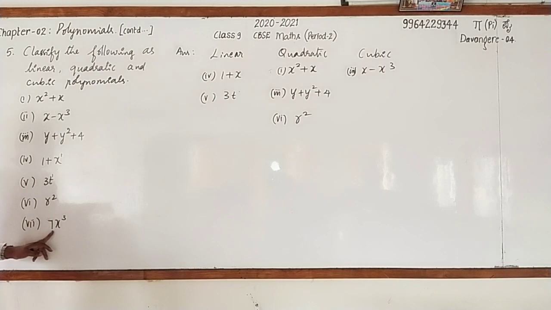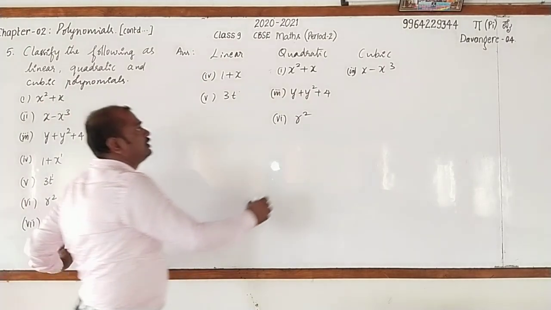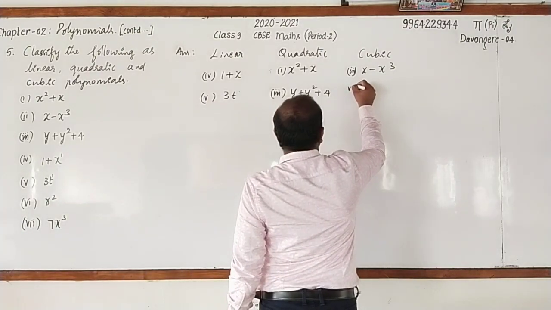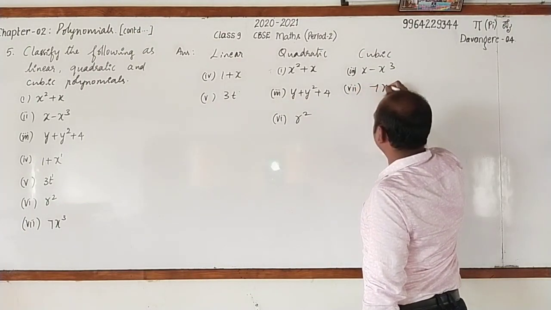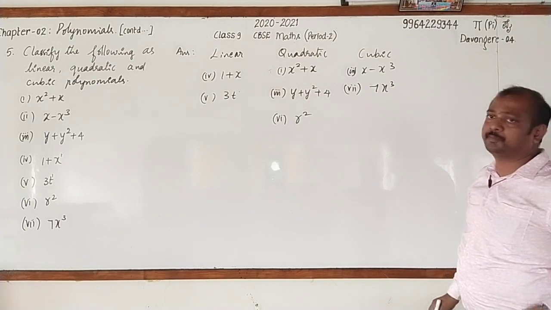7x cube. Only one variable, x. Power is 3. Highest power 3. Degree 3. What type? It is cubic. So 7x cube. Seventh one, 7x cube belongs to cubic polynomial.